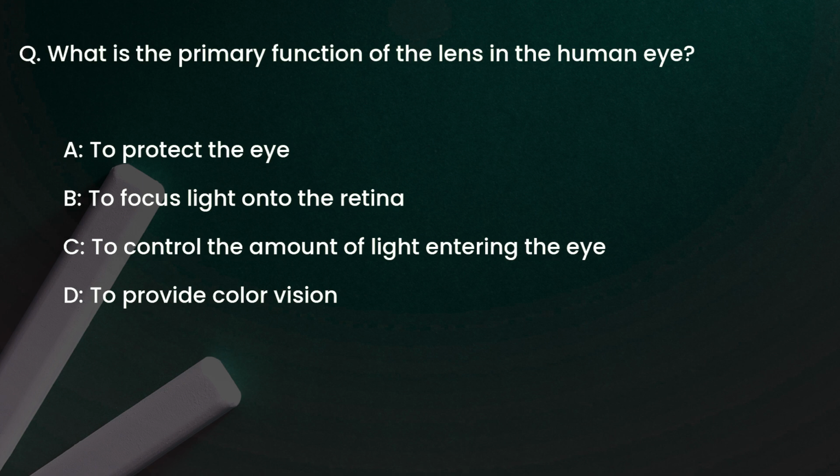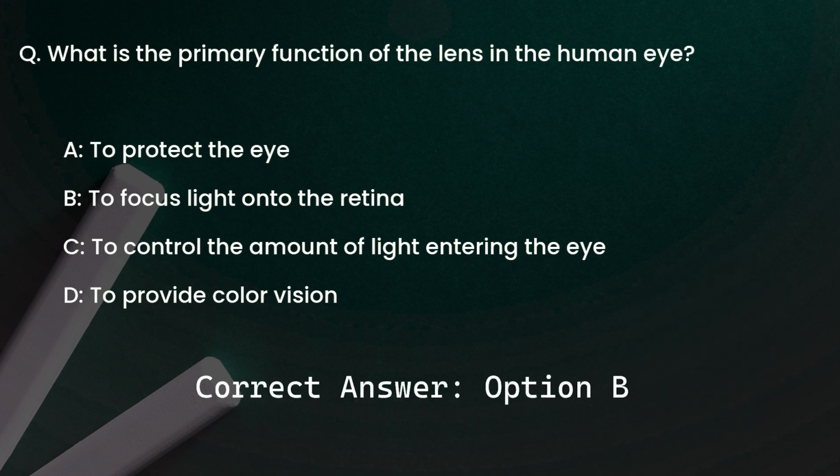Option A, to protect the eye. Option B, to focus light onto the retina. Option C, to control the amount of light entering the eye. Option D, to provide color vision. You have 5 seconds to answer the question.